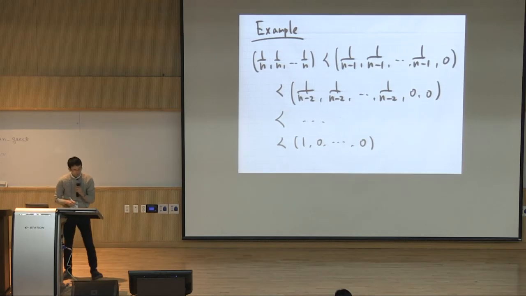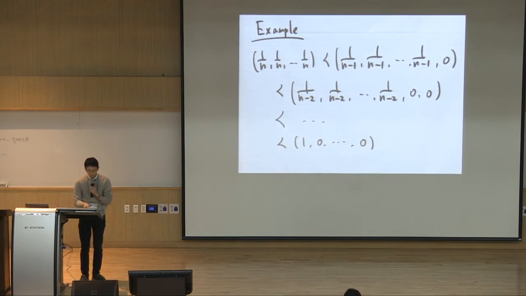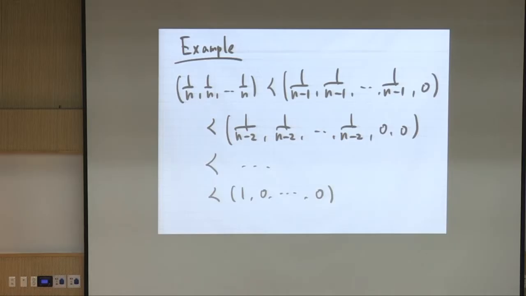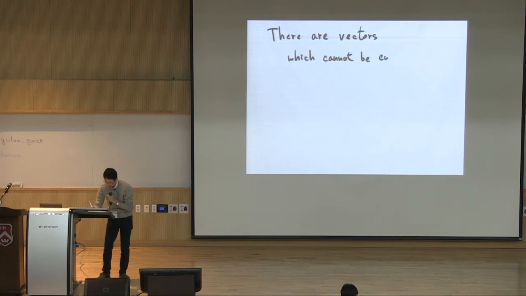So this is a simple example. The reason why it is called a partial order is that there are vectors which cannot be compared.